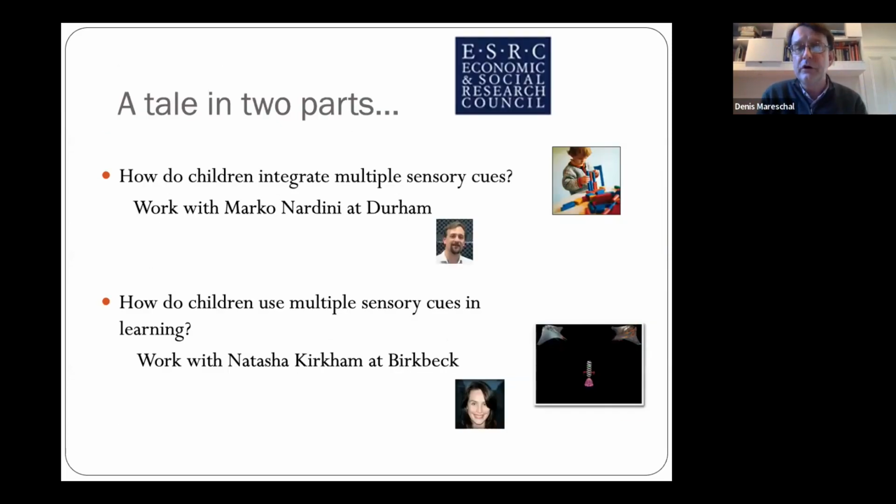I'll focus first on the cue integration and explore how optimal kids really are in terms of using information, and then I'll move on to a second part, to the learning things.